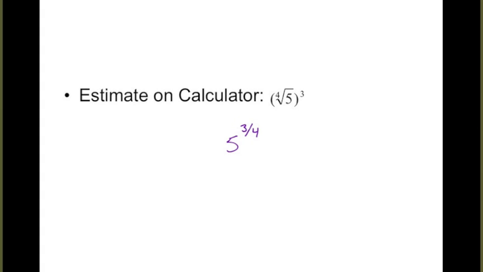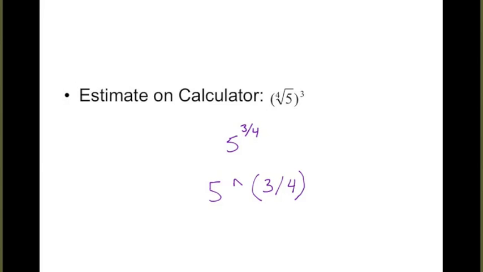Top is power, bottom is root. Now we can type this into the calculator without having to dig into any menus or anything. We're going to go 5 to the power of, and then make sure you put parentheses around that exponent of 3/4. If you do not, what the calculator is going to do is do 5 to the power of 3 and then divide it by 4, which is not what we want it to do. So you need to make sure that you put parentheses around that exponent of 3/4.